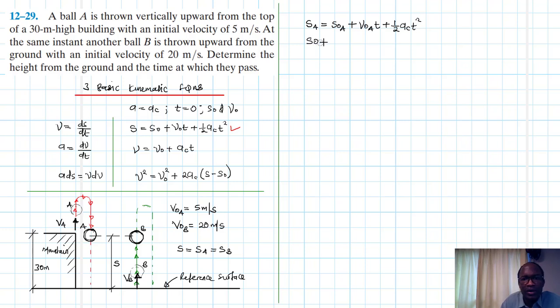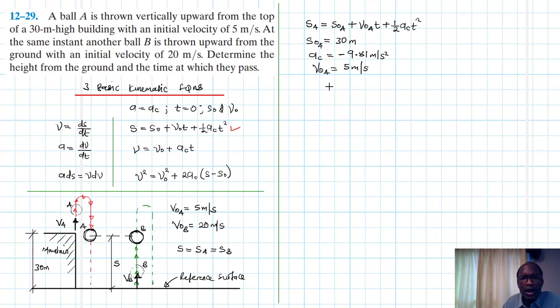So our S node A is equal to 30 meters. We are starting from 30 meters ourselves. So I'll include this. And then our AC, this constant acceleration, will be equal to minus 9.81 meters per second squared. And our V node A is equal to, like we said, 5 meters per second.